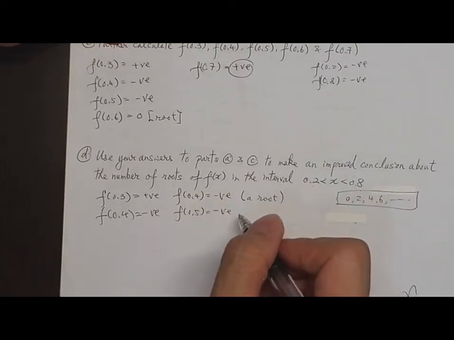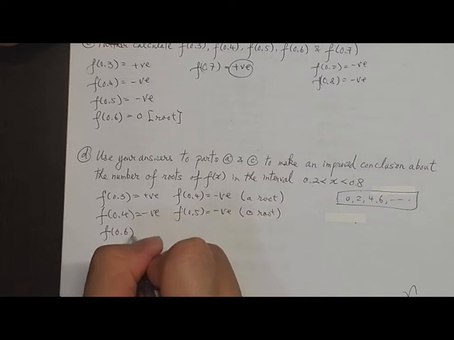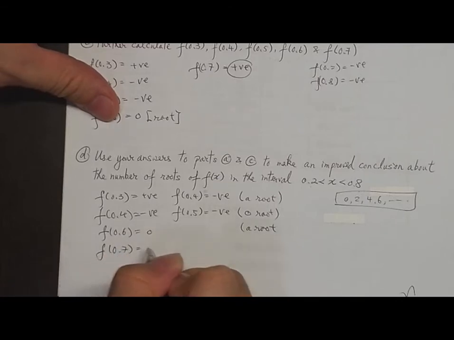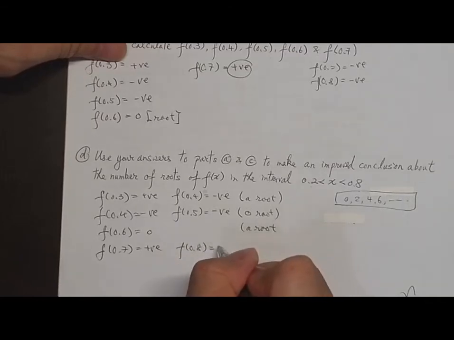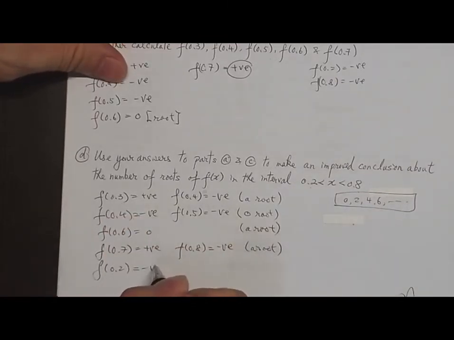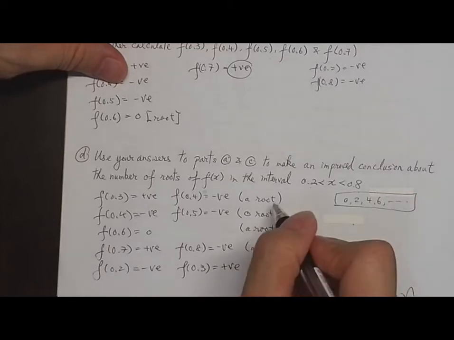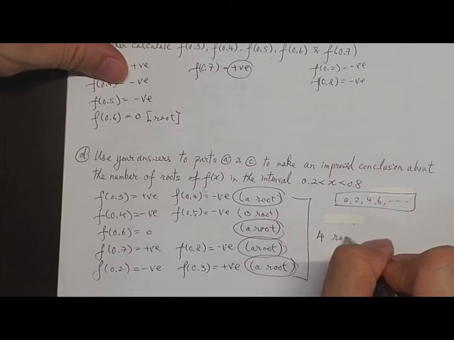And we know that between 0.4 and 0.5, from the graph, we have no root. And f(0.6) is a root because it's equal to 0. So from f(0.7) positive and f(0.8) negative, there's a root as well. And between f(0.2), which is negative, and f(0.3), which is positive, there's a root as well. So we can count the number of roots: 1, 2, 3, and 4. So we can conclude there are 4 roots between the range of 0.2 and 0.8.